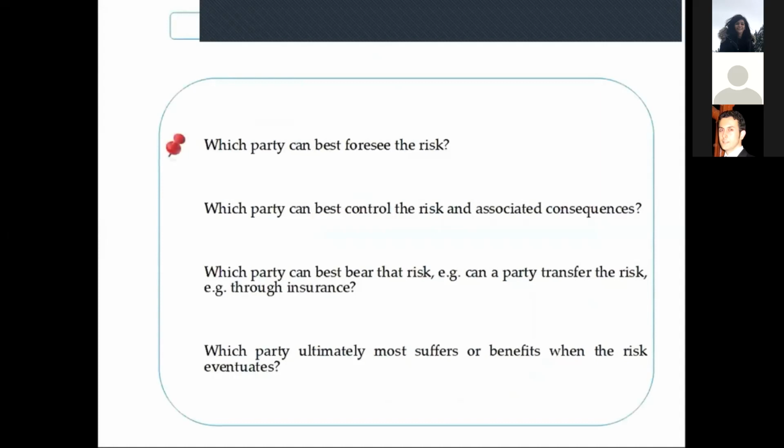To find the best party that foresees the risk, or we can find which party can best control the risk and associated consequences, or which party can bear that risk, or which party ultimately most suffers or benefits from that risk when the risk eventuates.